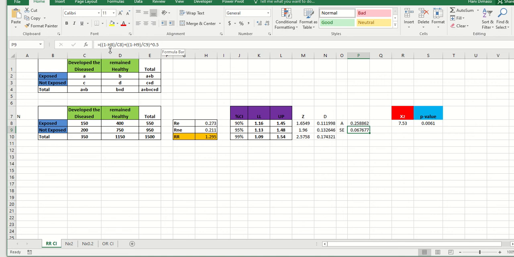Okay, I wrote it as a formula over here, but this is exactly what we talked about. So I have the parentheses, the 1 minus the risk in the exposed divided by the number of incidents in the exposed, plus the 1 minus the risk in the not exposed divided by the total outcome in the not exposed, and you take the square root of all of it. This is the formula. You can go back to the formula and see it. But I'm just saying that I'm doing it as a formula so that I can get the numbers automatically.